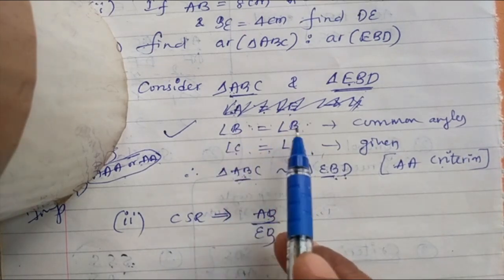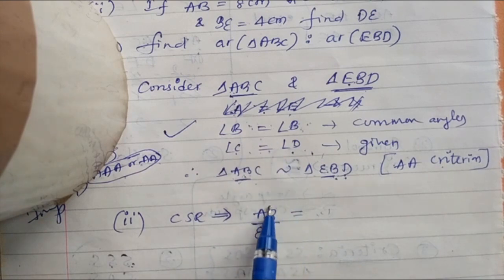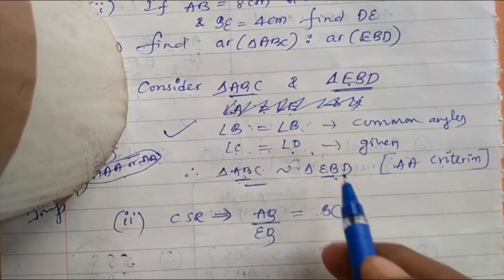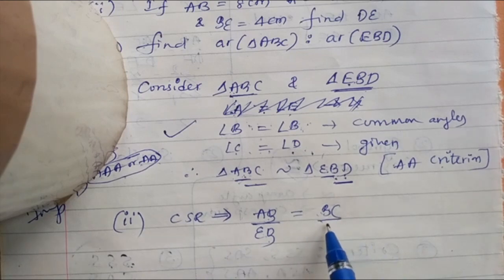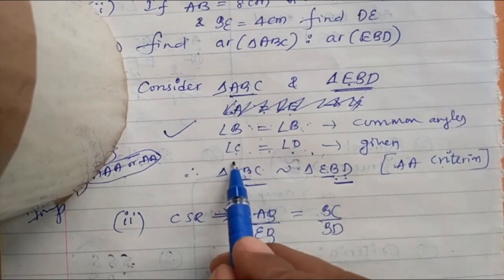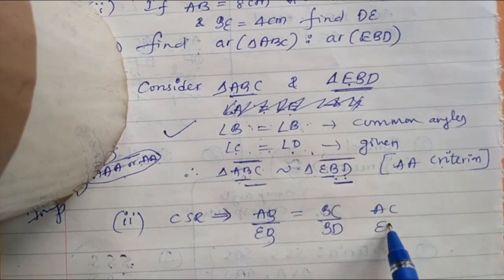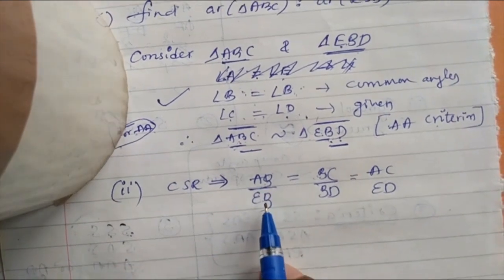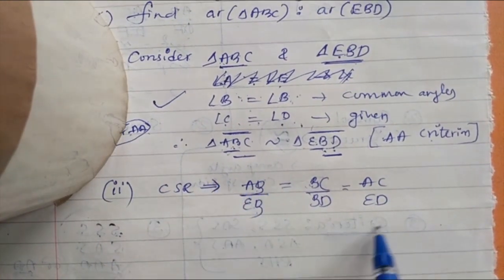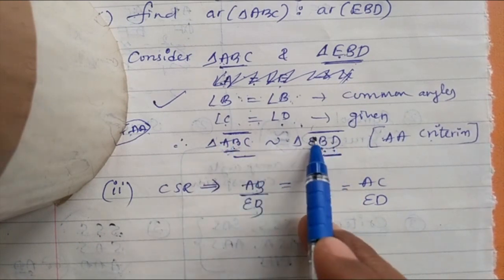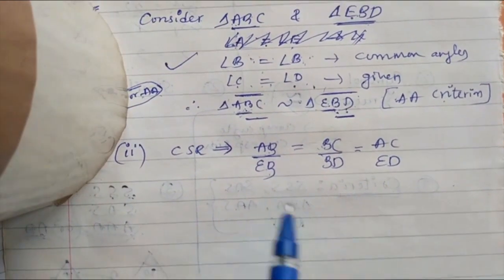Look, angles are equal, so we equated angles. But sides we are not equating, we are writing in ratio. Next two letters: BC here, and BD here. Don't write they are equal, they are in ratio. First and last letter: AC here, ED here. Like this, all the three sides are in ratio. How to write the corresponding sides ratio? It is very simple: first two letters, second and third, first and last, but write it in ratio. Select from here and write it in ratio.